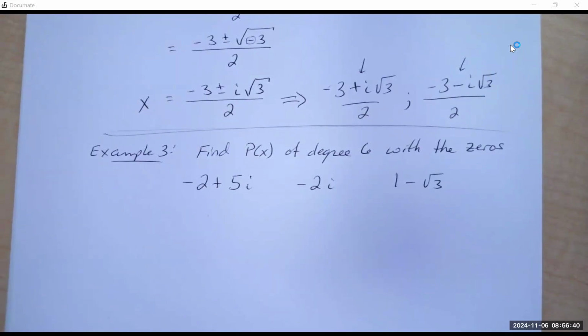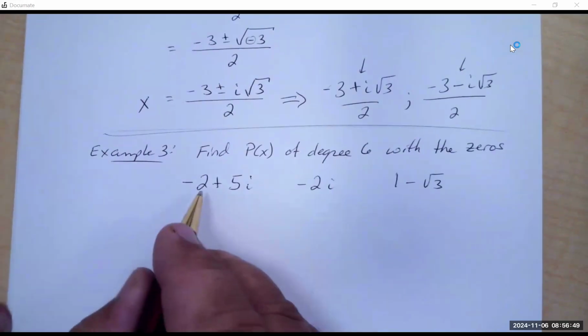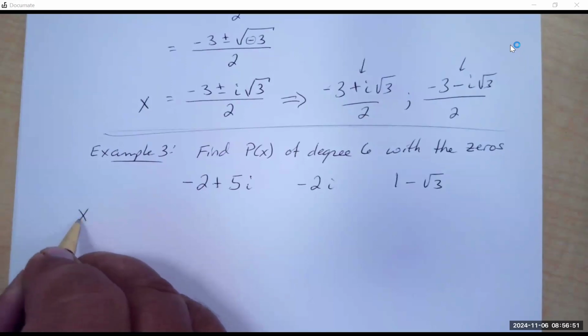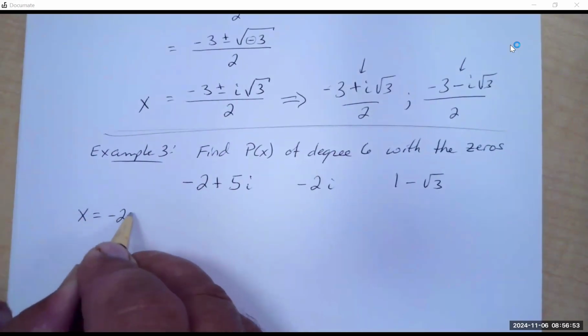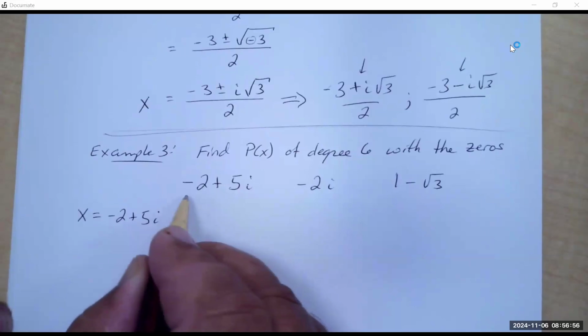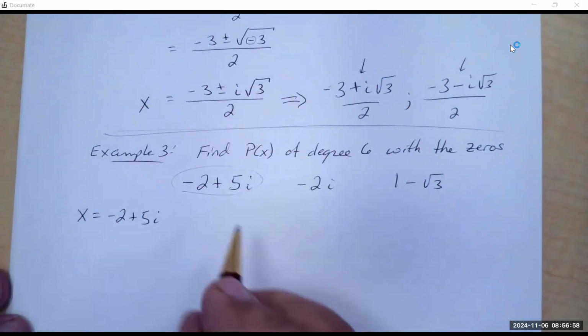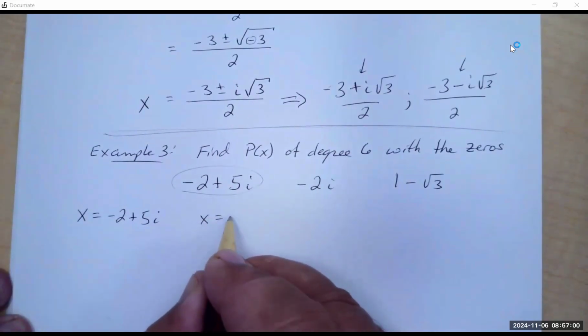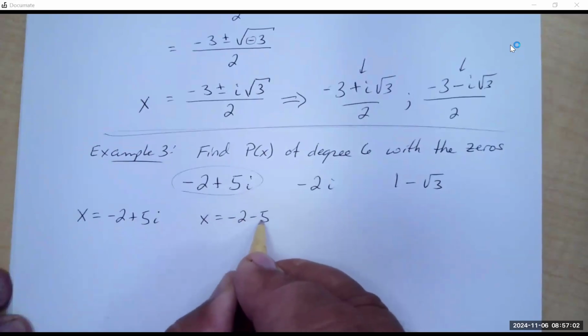We're supposed to have 6 solutions. What's missing? Well, we have x equals -2 plus 5i. That's this one. There should be its conjugate, which is -2 minus 5i.